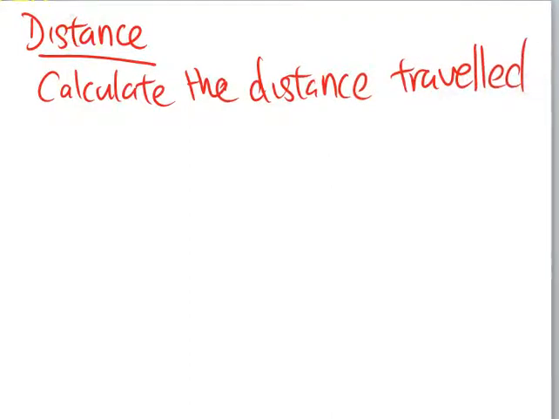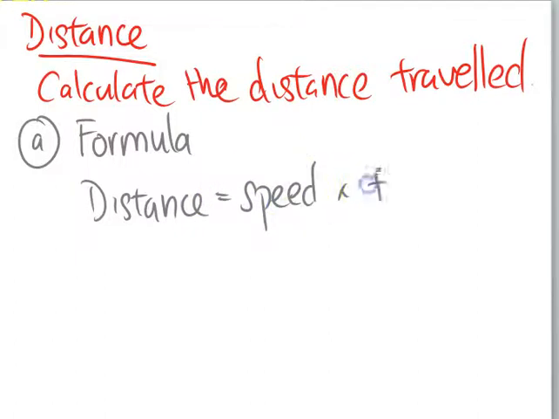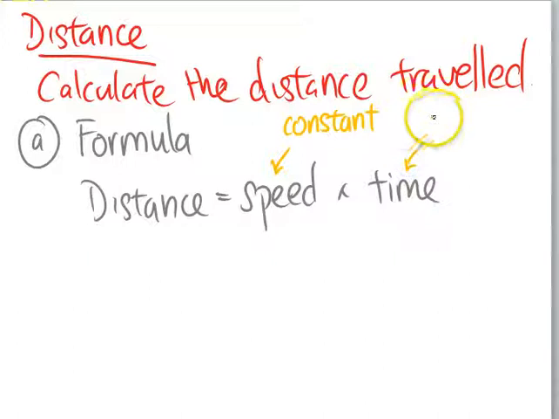For this, there are generally two ways to find out. First one is by using the formula. You know that distance is equal to speed times time. Take note that this speed here is a constant speed. If it is not a constant speed, you have to use the second method. So distance equals speed times time. The speed must be constant, and the time must be the time taken.